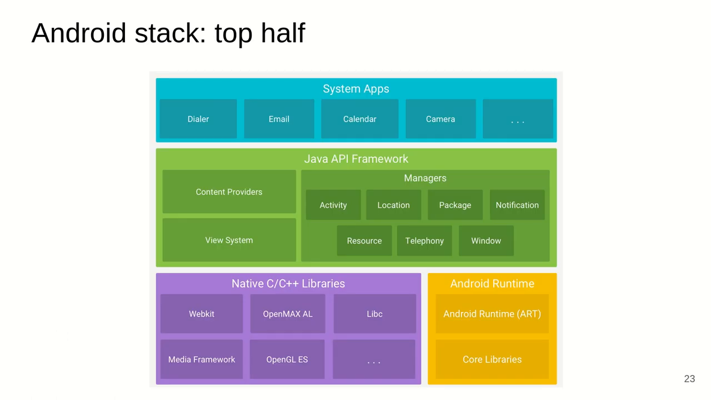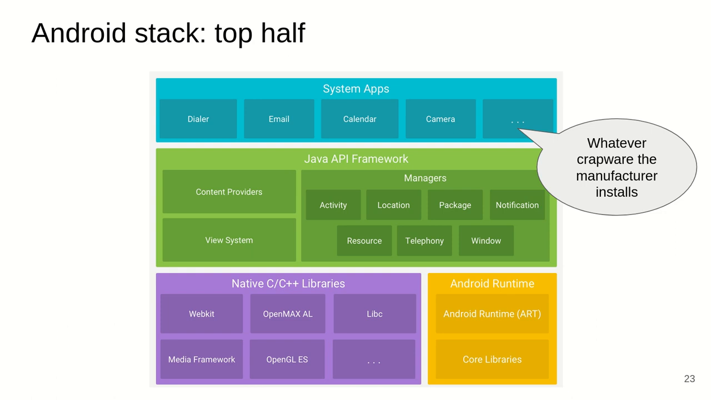The top half looks a bit as follows. There's the Android runtime, ART, and the different core libraries that are installed, in addition to native libraries that are provided by the system. For example, a WebKit browser, OpenMax, libc, OpenGL for GPU interactions, and different media frameworks. On top of that is the Java API framework with managers for activities and whatnot, content providers, the general system definition, and then system apps that are installed on top of it, depending on whatever your manufacturer installs or feels the need to customize or adjust.